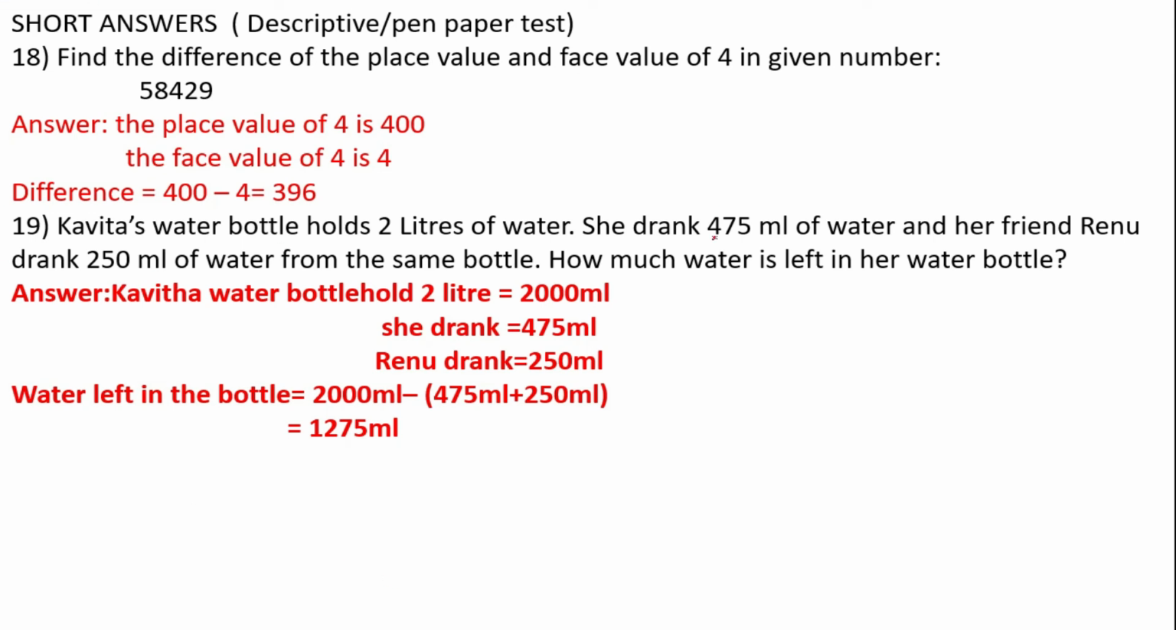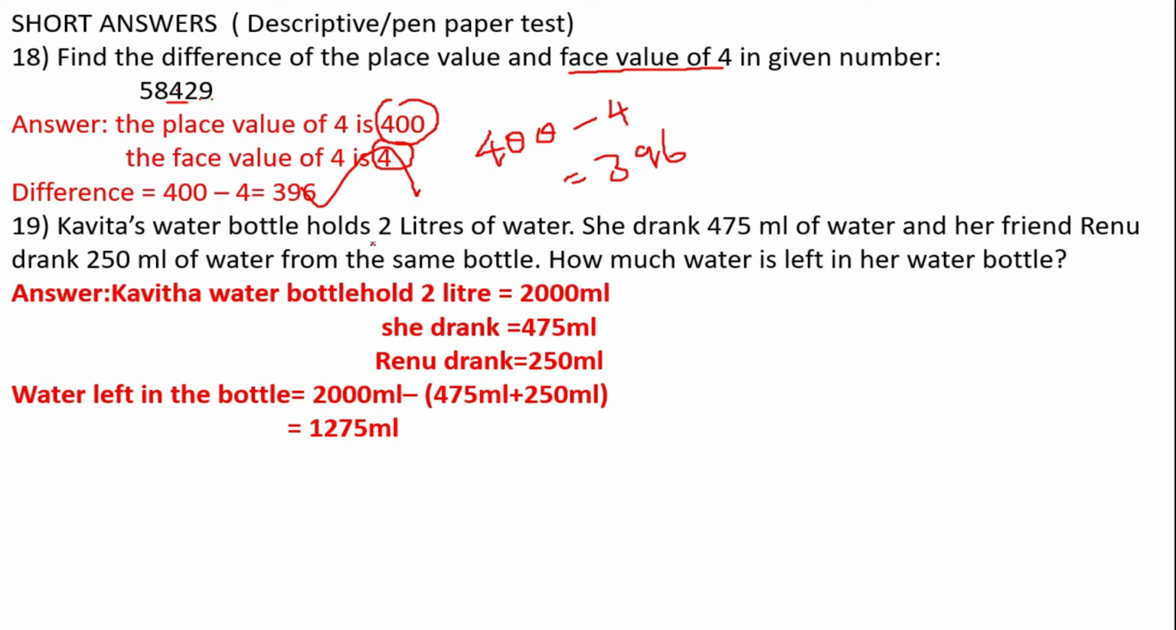Find the difference of the place value and face value of 4. So the place value of 4 is 400, ones, tens, 100. 400. The face value is 4. What does the difference mean? You have to minus, 400 minus 4. The answer is 396. That is the answer.